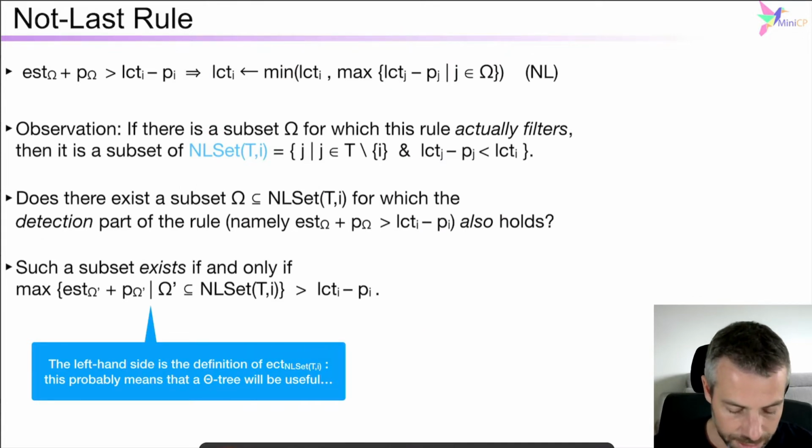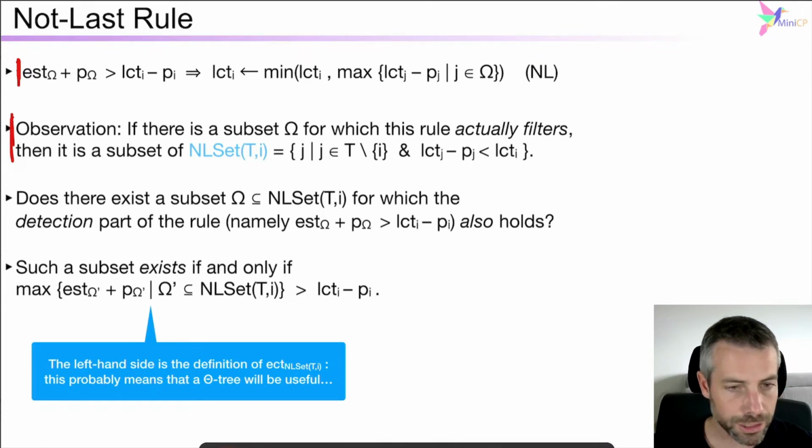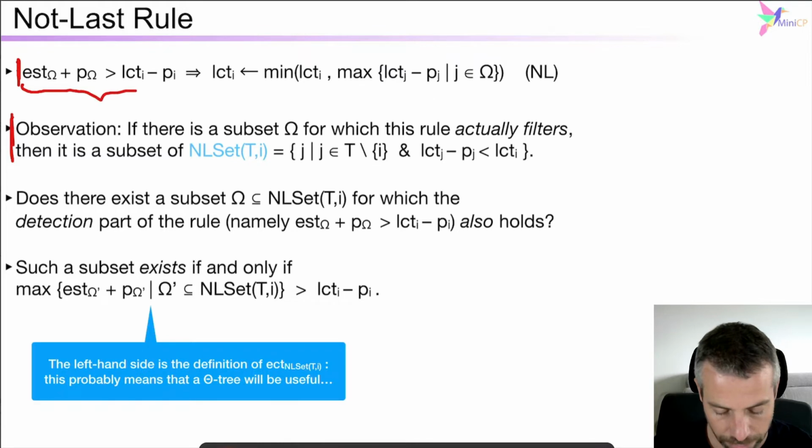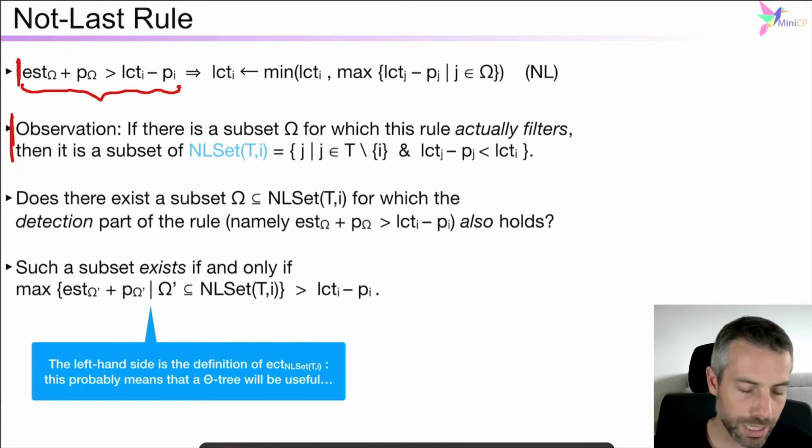So that's the not last rule. We have made the observation that if we would have some filtering, it should be in a set omega that belongs to the not last set. But the question then is, does there exist a subset omega that belongs to the not last set that triggers the first part of the rule? Because if we cannot have this true, then we cannot trigger the filtering.